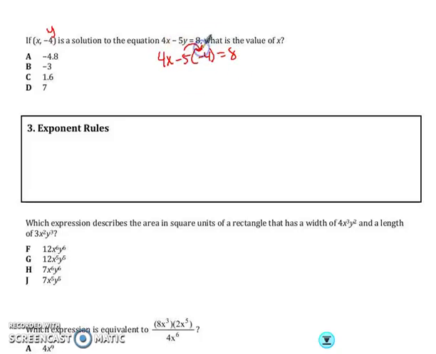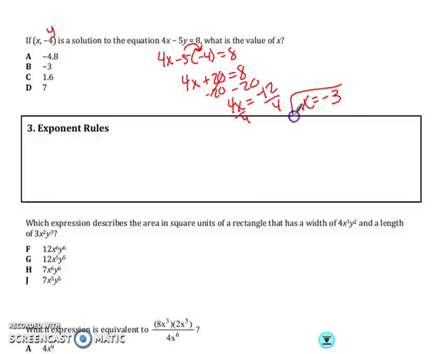Negative 5 times negative 4 is a positive 20, equals 8. We subtract 20. We're just solving here. So 4x equals 8 minus 20, in your head or in the calculator, is negative 12. And then we divide by 4 and we get x equals negative 3. Good. So the answer is B. That's one way to do that.